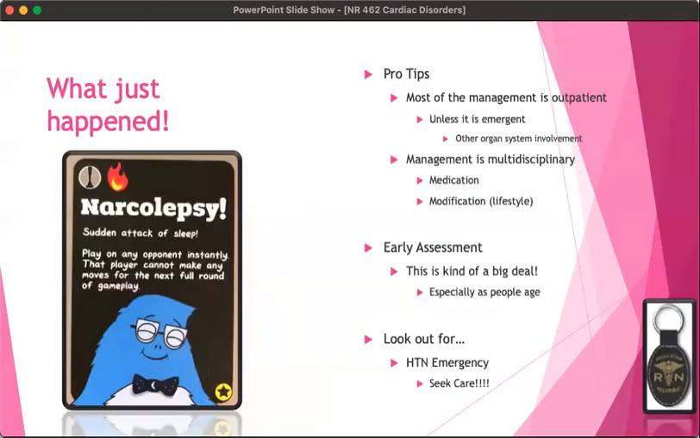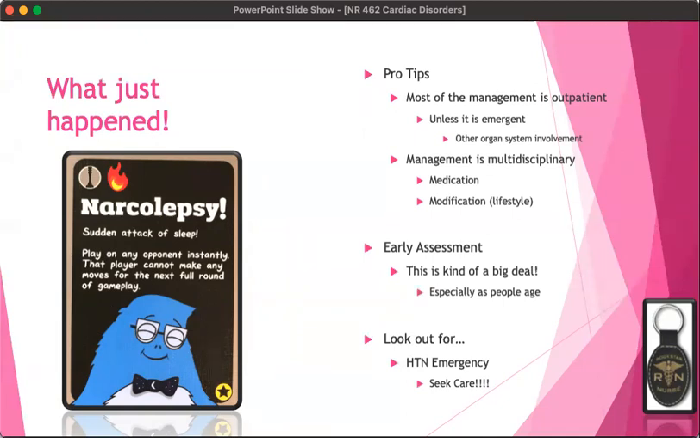So the stuff we talked about, the pro tips for hypertension, most of this management is outpatient unless it's emergent. So screening is really, really important. We also want to be screening for that other organ involvement. So strokes, heart attacks, kidney function, those are all part of the stuff that we want to be on the lookout for, even in the outpatient setting, to make sure that our patients aren't experiencing some of those secondary complications of uncontrolled hypertension.